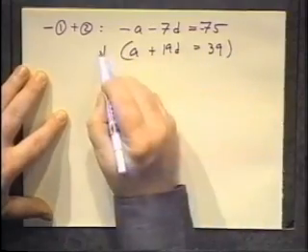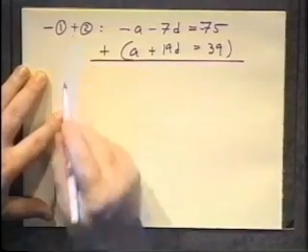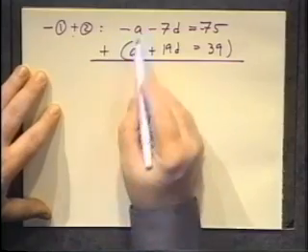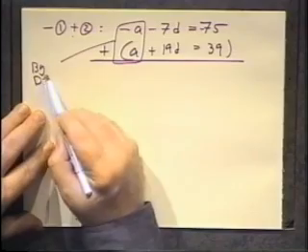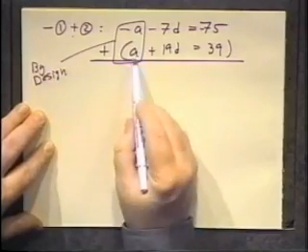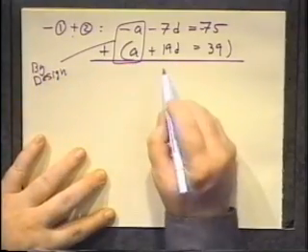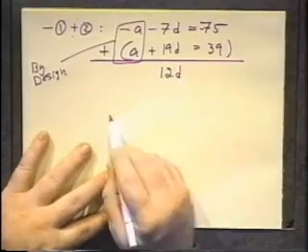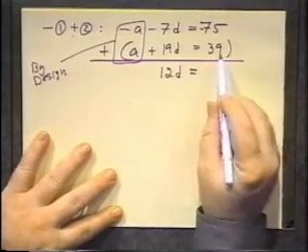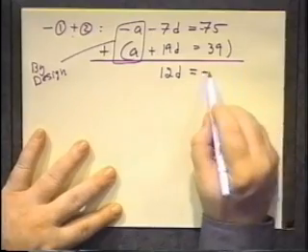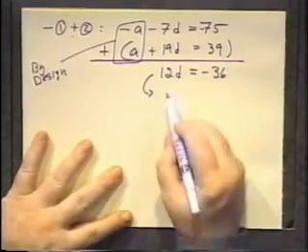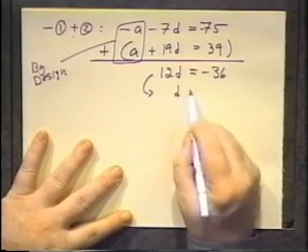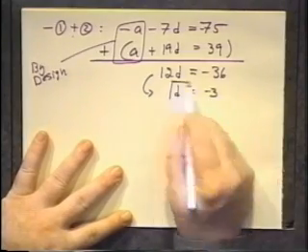Remember, I'm trying to add these. That's what the plus here means. By design, again, let me mark that out. That's by design in my system. This adds to 0. What else do I get here? I get 12d left over. And then 39 minus 75 is minus 36. Of course, I immediately simplify this by dividing by 12, so I see that d is minus 3.